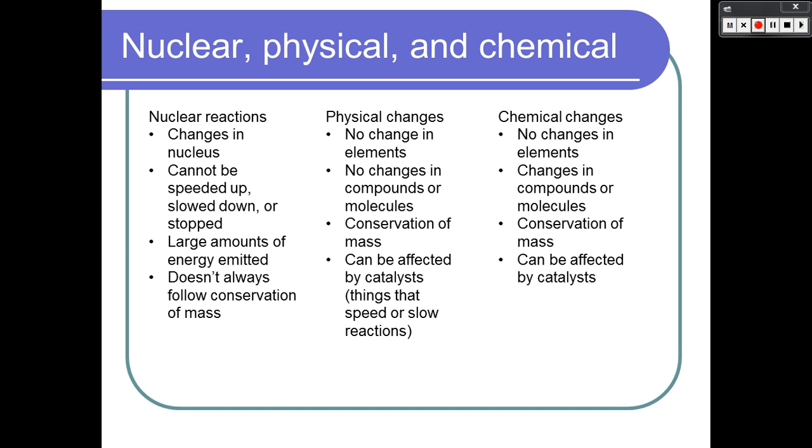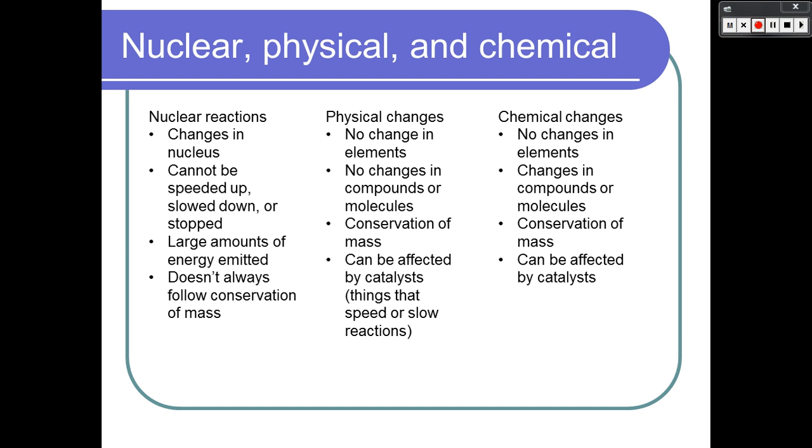There are certain chemical reactions that if they take place in the presence of heat, they progress a lot faster than others. There are certain compounds in chemical reactions that if you add them, they don't affect the reaction itself, but they speed up the reaction. And conversely, you can add things or take away things that slow down reactions. So nuclear reactions aren't affected by catalysts, whereas physical and chemical changes can be.